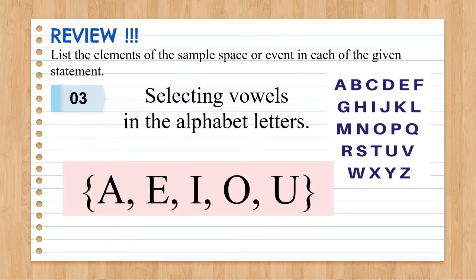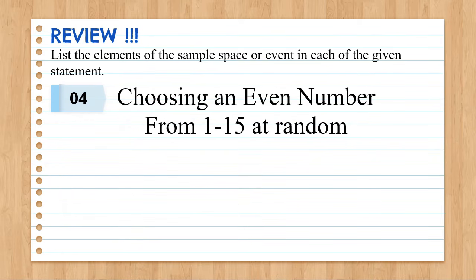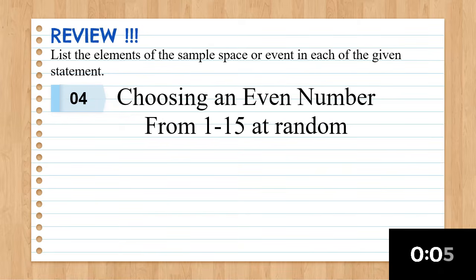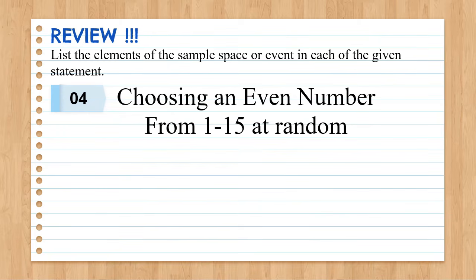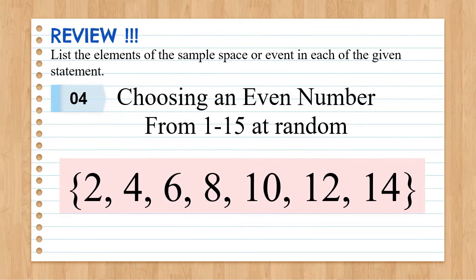For this question, we have choosing an even number from 1 to 15 at random. You have 5 seconds to answer. Brilliant! The event consists of the elements 2, 4, 6, 8, 10, 12, and 14. An even number is a number which is divisible by 2. Good job, grade 8 learners!